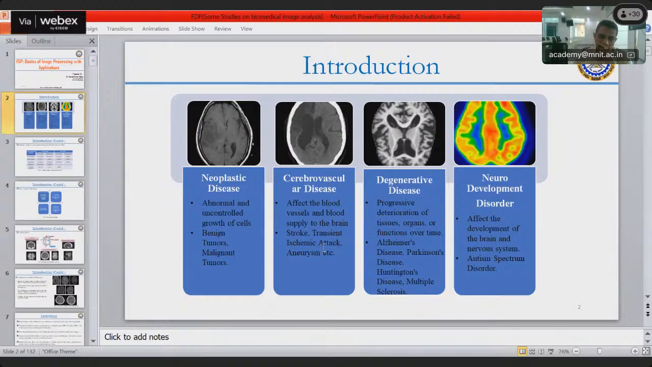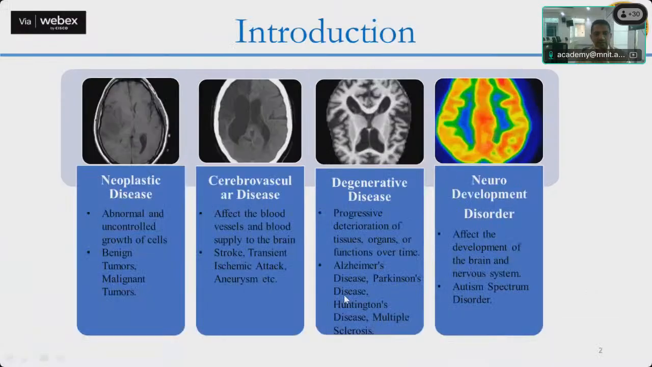So when we say neoplastic disease, it basically contains the abnormal and uncontrolled growth of cells. Two types of tumors are there. Benign tumors are tumors which need to be removed, but they are not that dangerous. Malignant tumors are really a very problematic thing. If they are not removed in time, they may lead to the death of the person also.